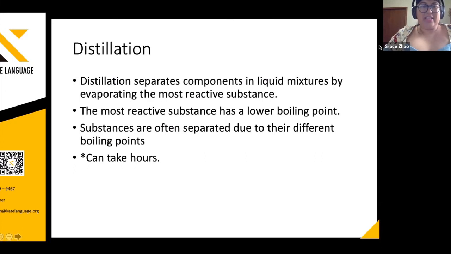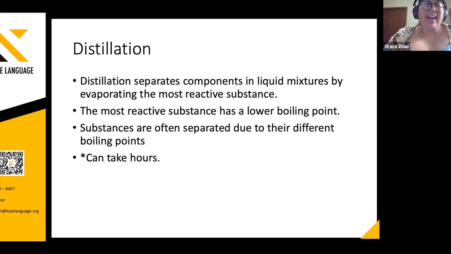So distillation means I'm separating the components from a liquid and evaporating it into the most reactive part of a substance. The most reactive substances will have a really low boiling point, meaning once it gets super hot, it's going to start to evaporate quickly. And whenever we're able to separate these substances, it's because they have different boiling points.